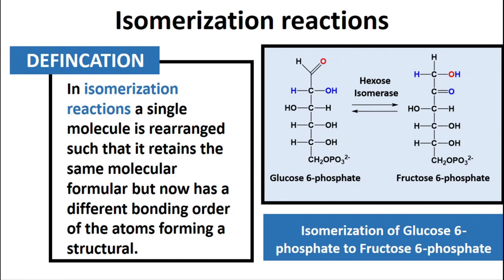Number 3 is isomerization reaction. In this reaction, a single molecule is rearranged such that it retains the same molecular formula, but now has a different bonding order of the atoms, forming a structural isomer. An example of these reactions is glucose 6-phosphate and fructose 6-phosphate.